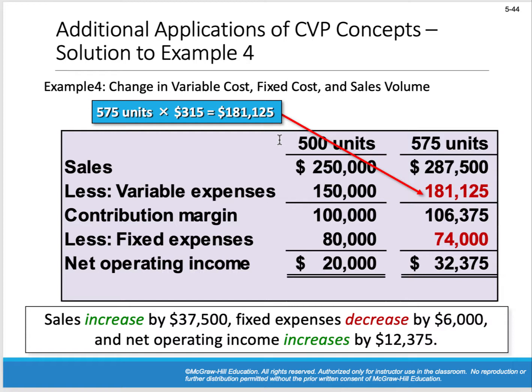So, do I implement this change? Well, there's a lot of factors here, right? How mad's the sales staff going to be? Is that going to motivate them to sell more? I don't know. However, based on sheer numbers, taking all the human element out of it, just looking at the numbers, yes, we do this because the numbers say we're going to have an increase in our bottom line by $12,375.